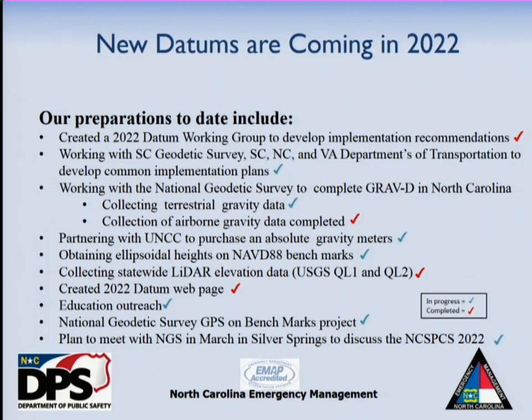I mentioned the ellipsoid heights on benchmarks. We're working on that. We've collected statewide LiDAR data. We have QL2 and QL1 LiDAR data. The elevation model will be used by NGS in their geoid model. We have a web page we've created on the North Carolina Geodetic Survey site that has a lot of information. Scott's web page. So there's a lot of information out there about the change.